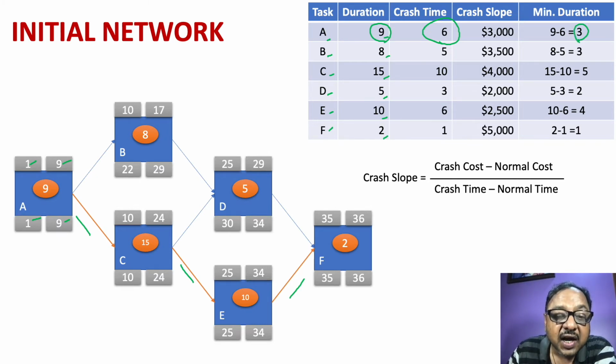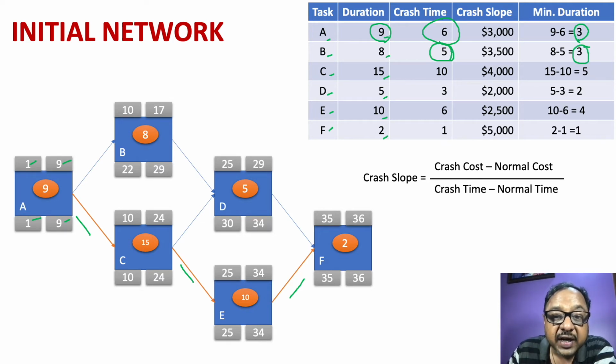Similarly, for the other tasks, I have the amount of time by which I can reduce the duration on each particular activity. So for example, activity B can be reduced by 5 weeks, and so we have a possibility that we can complete activity B in 3 weeks.